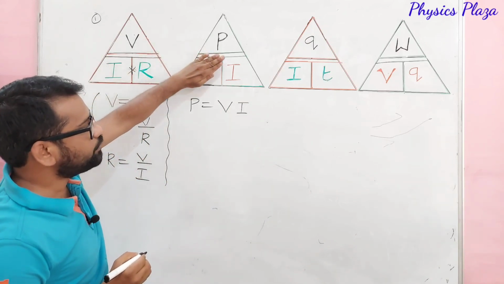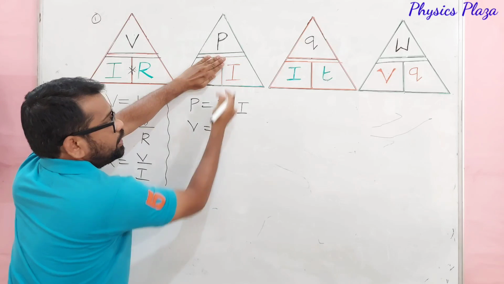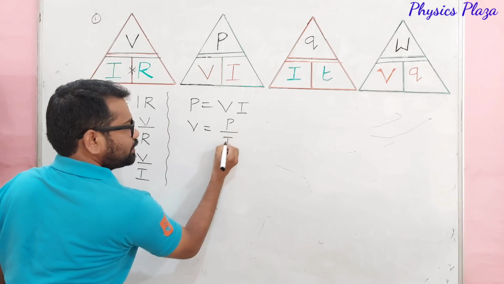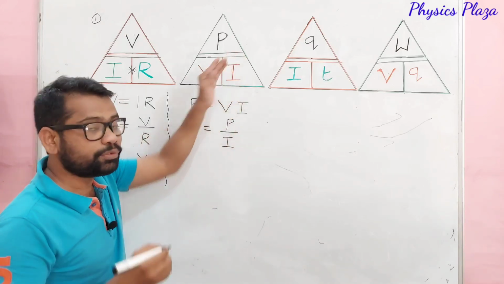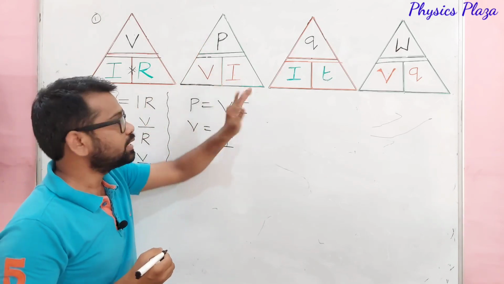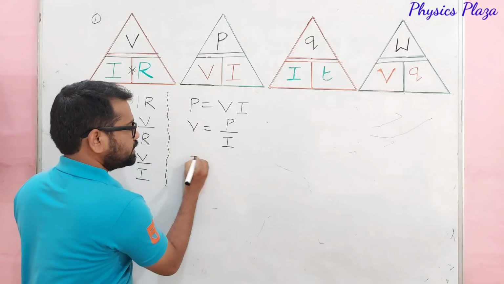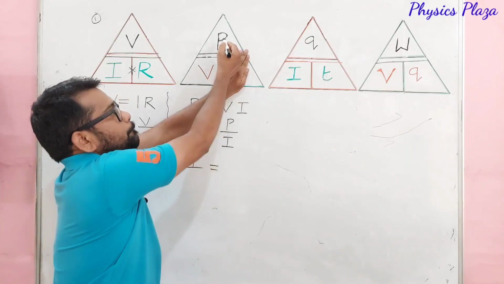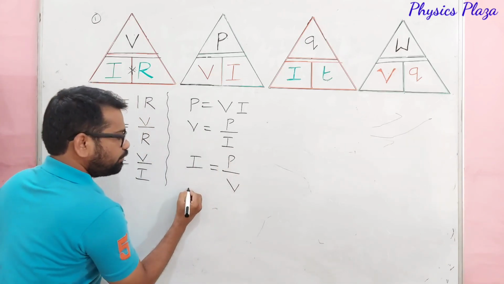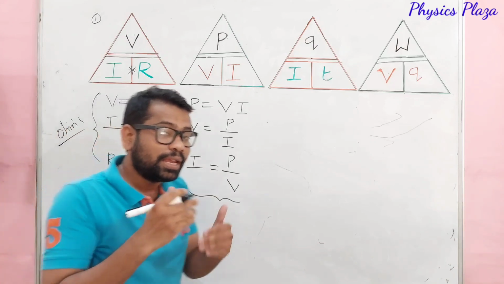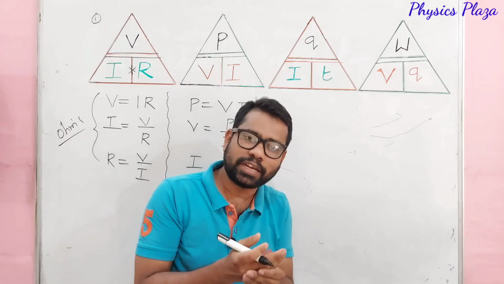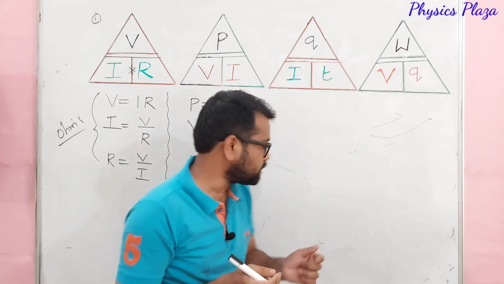Now if you want to write for V, so V is equal to, children, P by I. Now the third one: whenever power and potential difference are given, if you want to calculate I, just close this letter I. So I is equal to P by V. Dear children, these three formulas we will be using in the power rating concept to calculate the potential difference, electric current, and power of that electric appliance. So we will use this concept only.